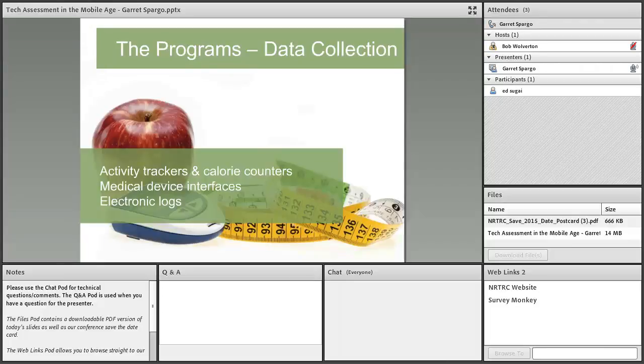And increasingly, we're seeing more and more medical device interfaces, especially over Bluetooth, where these little devices, you step on a scale and it sends it via Bluetooth or Wi-Fi to your phone, all, again, filtering into these electronic logs. And there are a lot of examples of these products out there. And this is where we are maybe seeing the most churn, where a lot of people are kind of throwing stuff up and seeing what sticks.